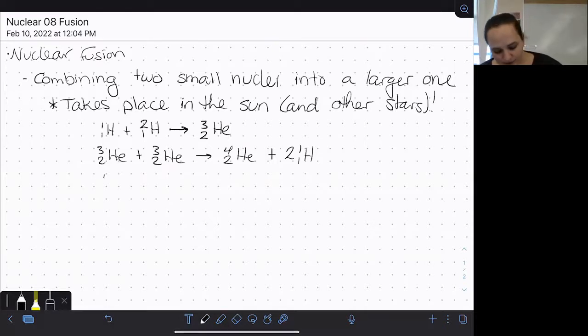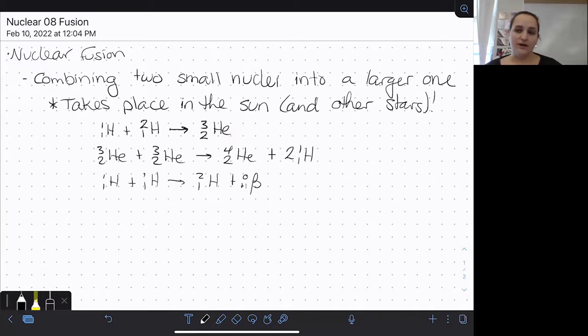Those two protons can combine to form hydrogen 2 and emit a positron. There are all sorts of different types of things that can happen in nuclear fusion. So again, it's kind of complicated, hard to predict exactly what's going to happen, but they always have this common theme of smaller nuclei combining into larger ones in some way, shape, or form. These are just a few examples and some of the most common types of reactions happening inside stars.